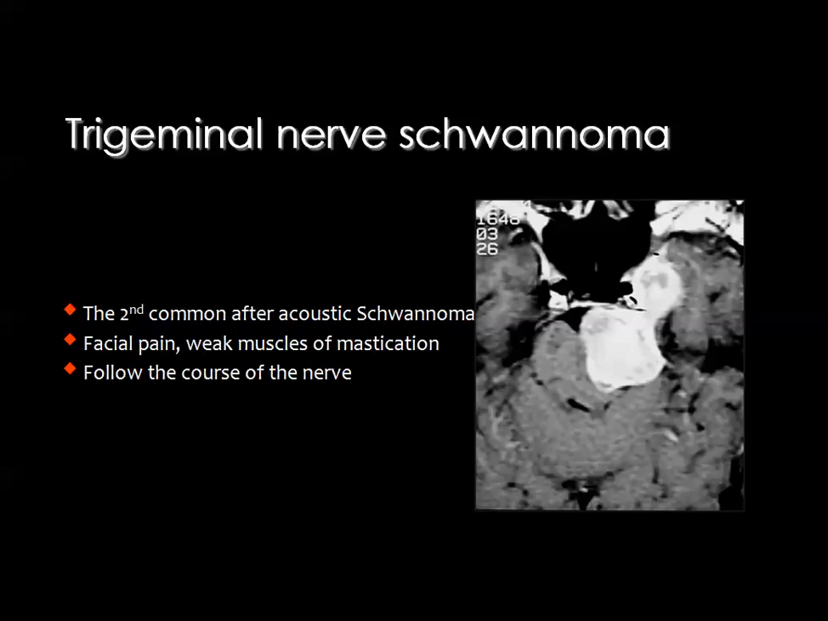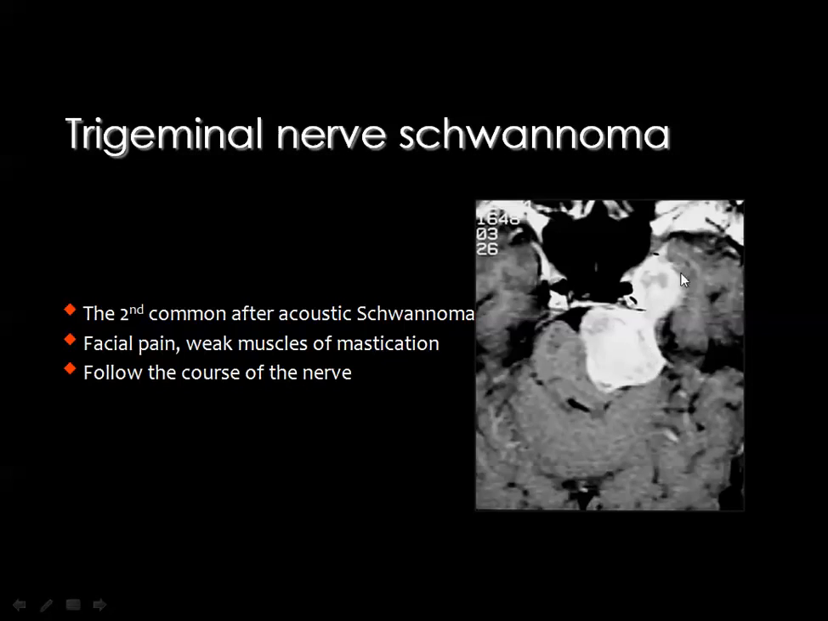And this is the second most common intracranial schwannoma after acoustic schwannoma, and it presents with facial pain, weakness of the muscles of mastication, and the tumor follows the course of the nerve, as I have mentioned. Then you have a constriction in the middle part of the tumor while exiting through the foramina, and you get two main components giving the typical or classic dumbbell configuration of the lesion.